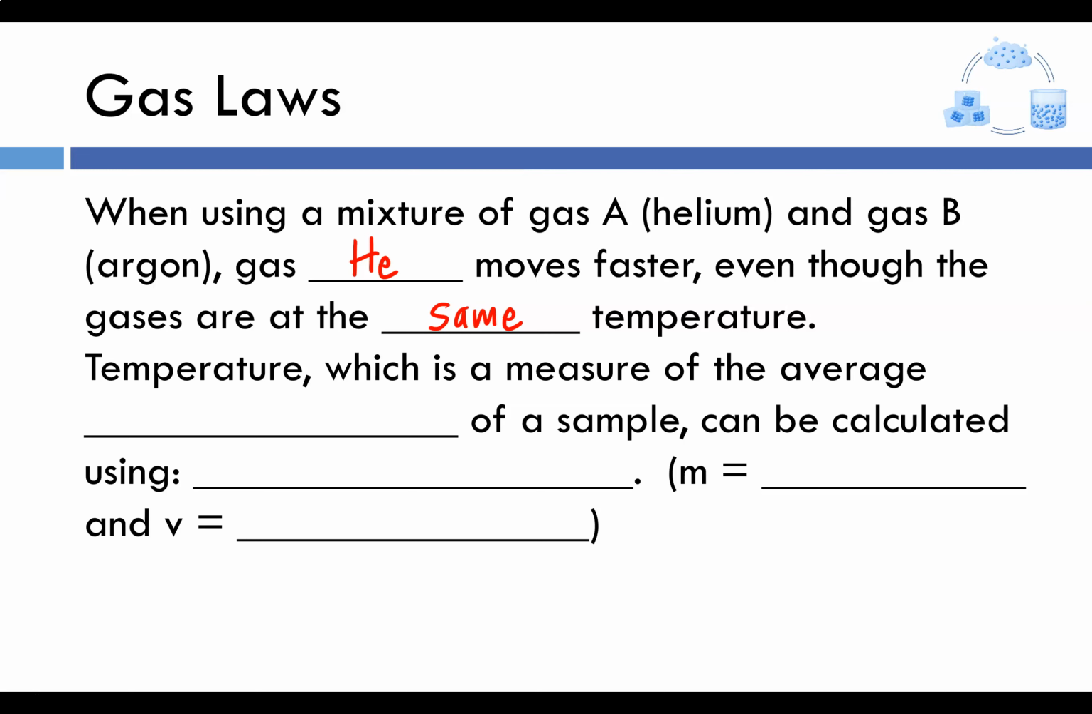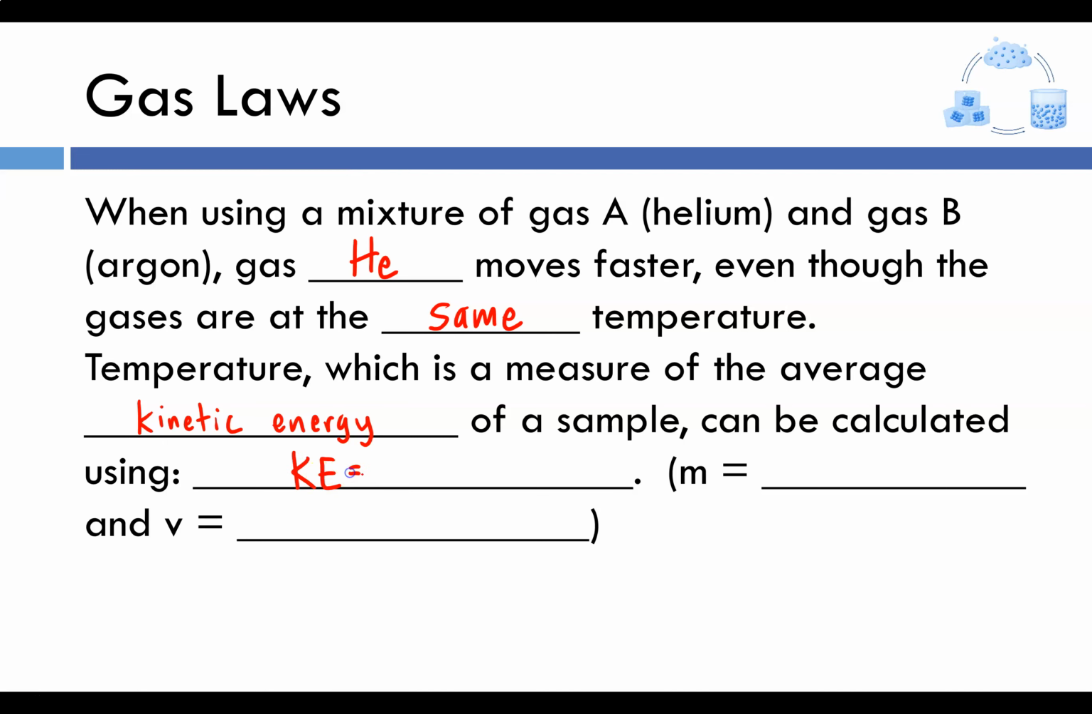Temperature is the measure of average kinetic energy of a sample. So kinetic energy is the energy of motion. So how is it possible that 2 gases, 2 different atoms at the same temperature, have the same average kinetic energy but different speeds?